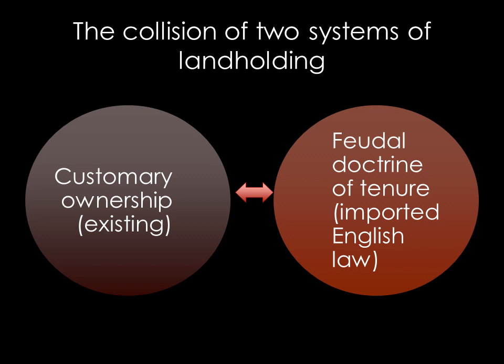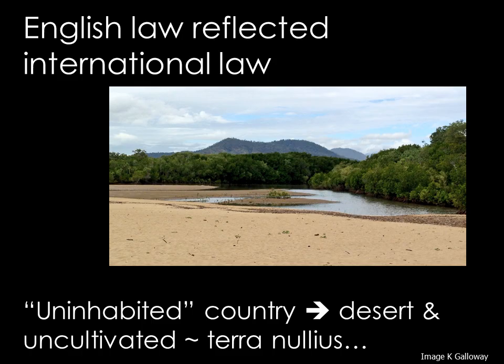So that existed under its own norms and rules. And there was a fundamental clash between this system and the feudal doctrine of tenure, which is the particular rules and ideas of land ownership and control over land imported by English law. Now, how do we know that English law applied in Australia and what even happened to the existing customary law? So let's just work through these issues in the next couple of slides.